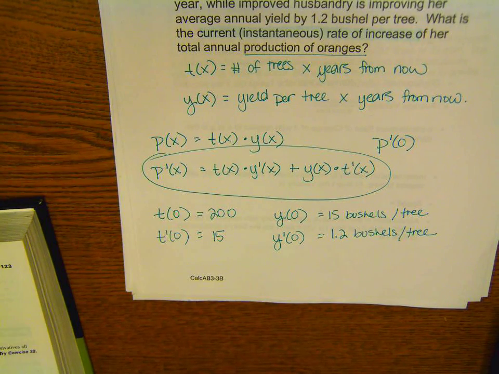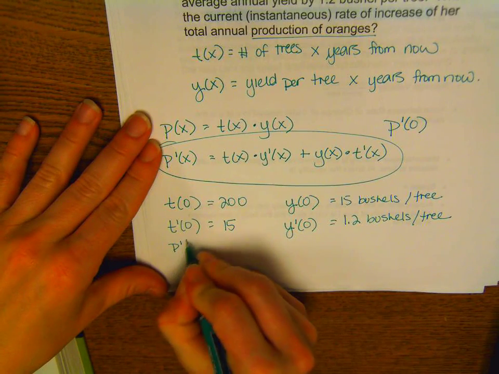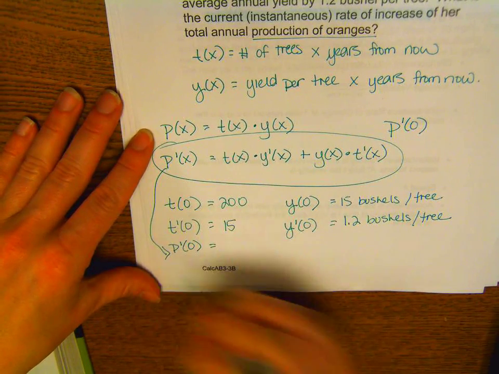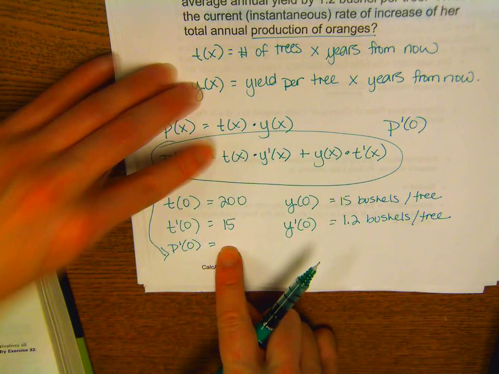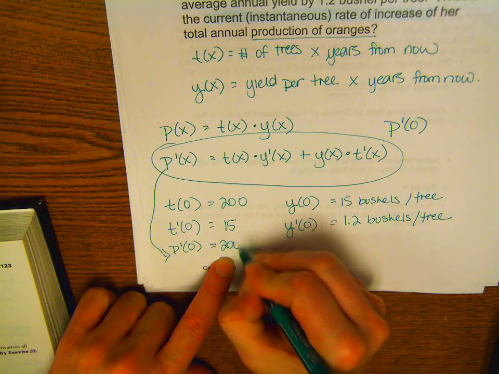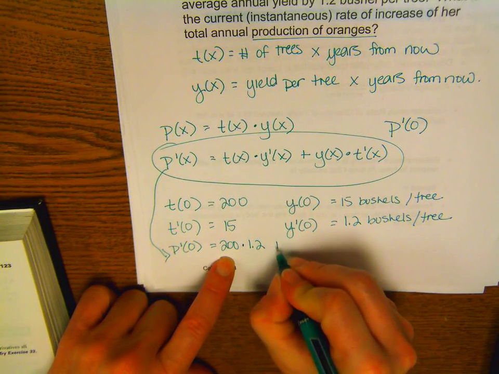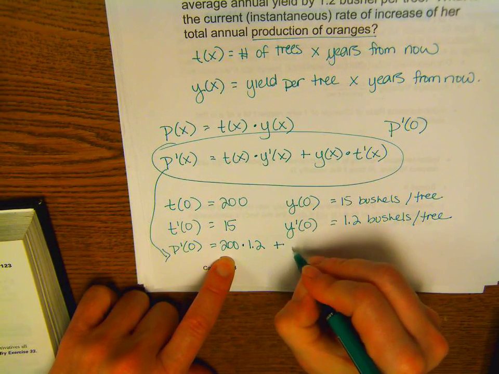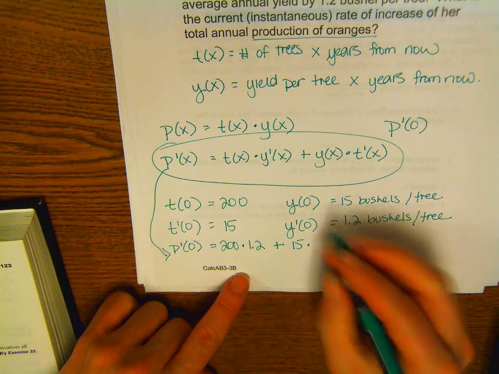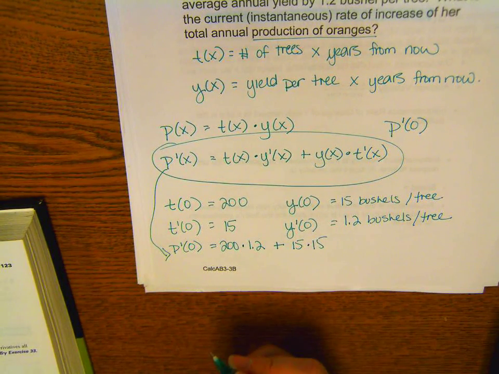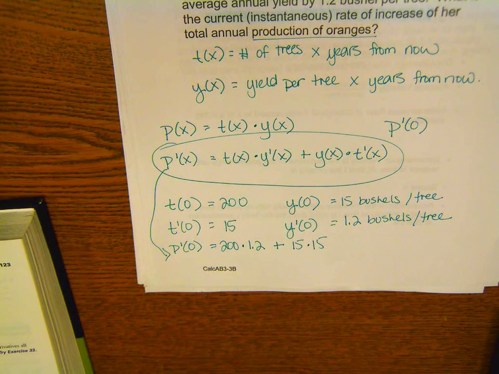We're going to do P prime of 0 equals. All right, guys, what's T of 0? What am I going to put first? 200 times y prime of 0. That's times 1.2 plus y of 0, which is 15, times T prime of 0, which is 15. Yep, go ahead and get your calculators out. And what do we get?